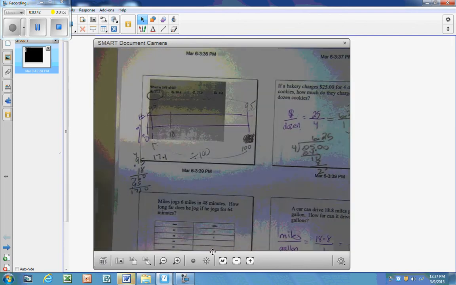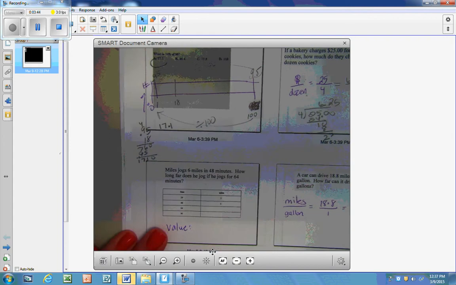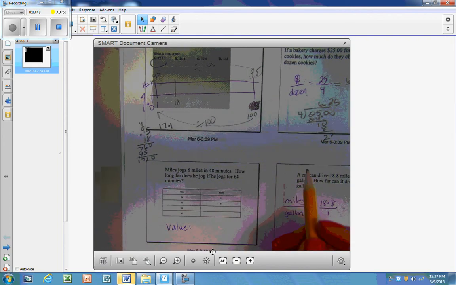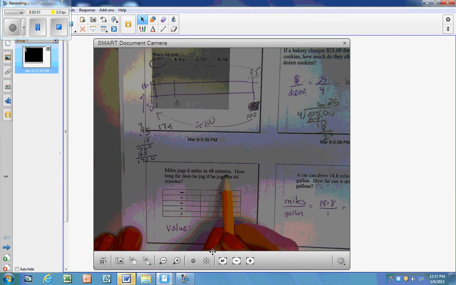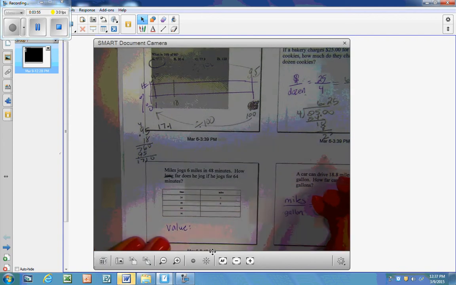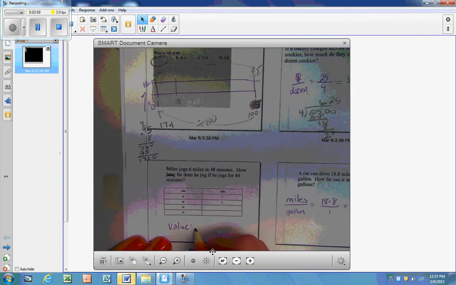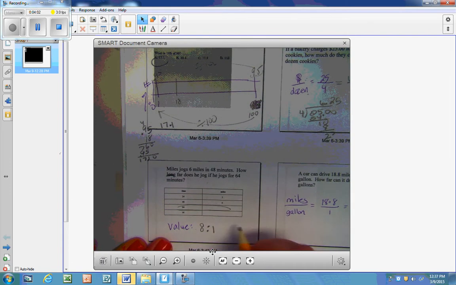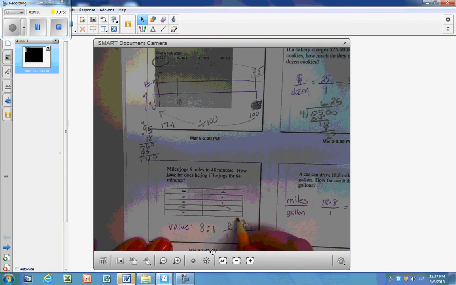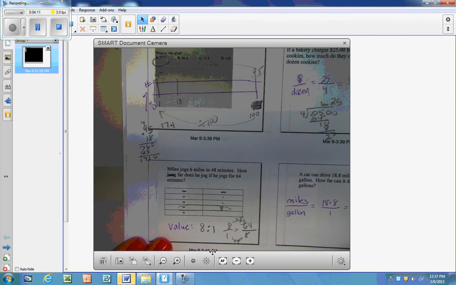Okay, Miles jogs 6 miles in 48 minutes. How long or far does he jog if he jogs for 64 minutes? So he jogs 6 miles in 48 minutes. We want to know how far does he jog if he jogs for 64 minutes. So we look at the table here. The value of the table is 8 to 1. So if I want to figure out the 64, I have 8 to 1 is equal to 64 over. Now it's just an equivalent ratio. And that missing number would be 8. Okay, so remember on a table, always find the value first.